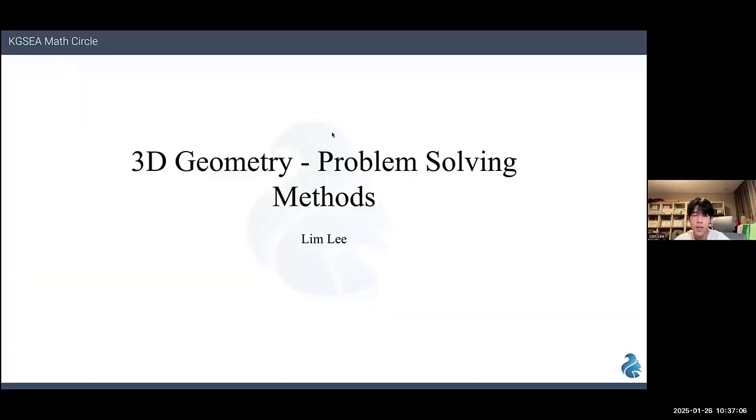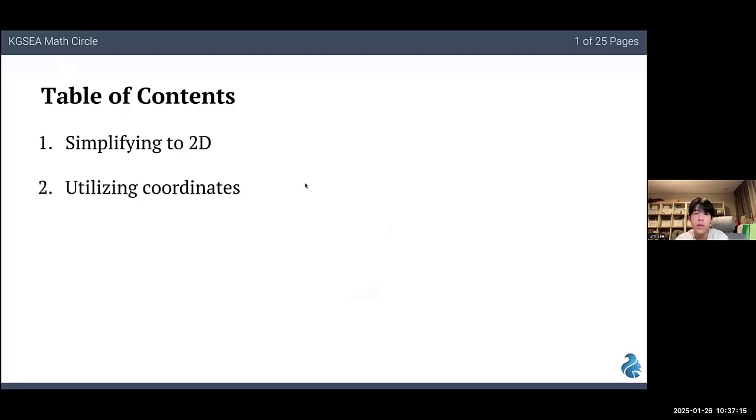This is Lim LEE from KGSEA Math Circle, and in this lecture we'll be discussing 3D geometry and some effective problem-solving methods. Let's start by going over the structure of today's session. First, simplifying to 2 dimensions, and 2, utilizing coordinates. These are the main methods we'll be focusing on today.